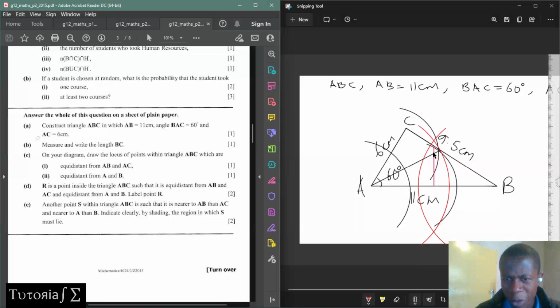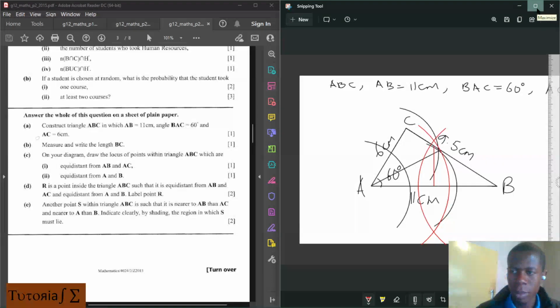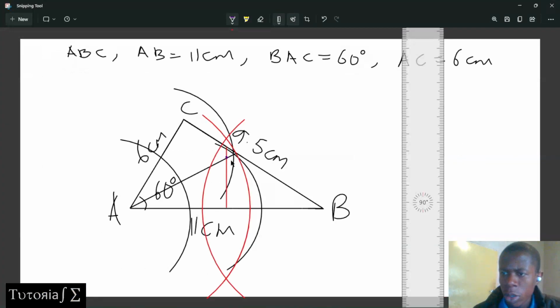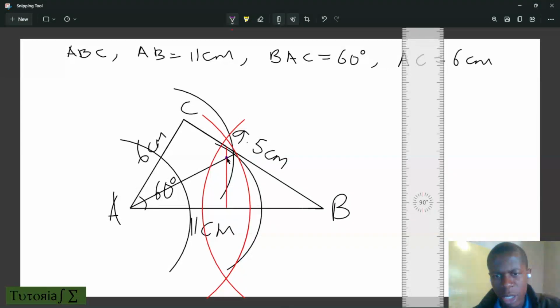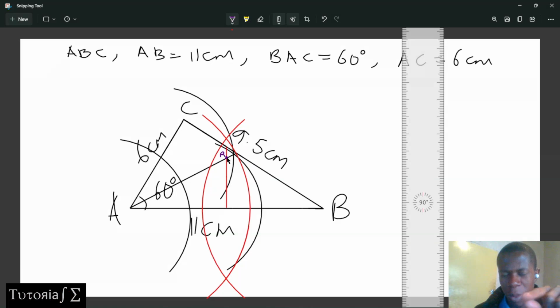So what else have we been told? Yeah, label R. So actually R will be this point right here, this intersection point. Let me just expand. So this is where R is going to be, the intersection there. You just need to mark out the point, then write your R there, because it's a point.